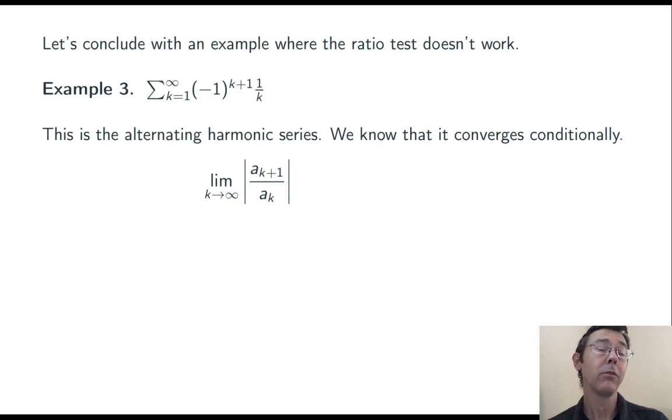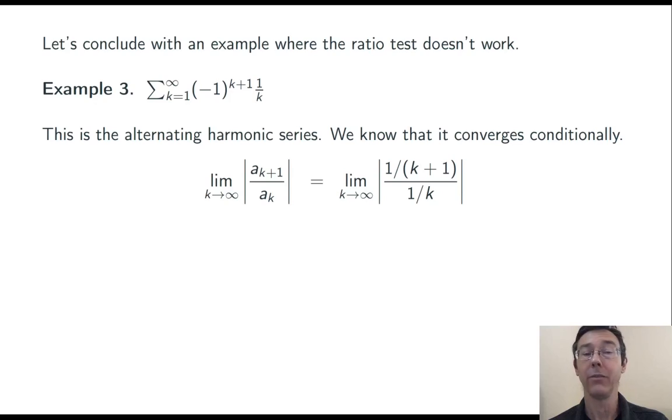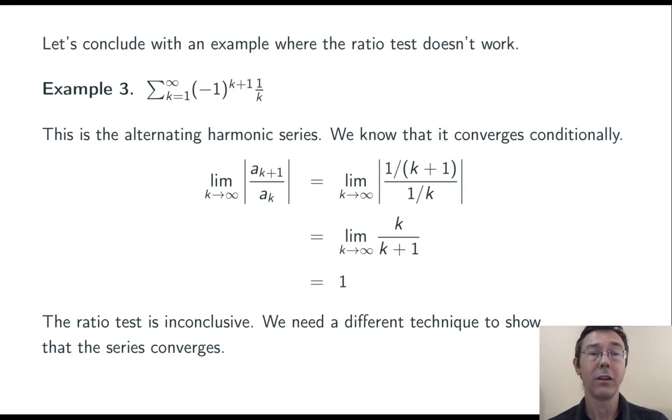Of course, the absolute value sign is going to kill all of the negative 1's. So I'm just left with 1 over k plus 1 over 1 over k. Taking out the absolute value signs because I don't need them, and then multiplying by the reciprocal of 1 over k, I get the limit k to infinity, k over k plus 1. And that's going to equal 1, for example, by L'Hopital's rule. Therefore, the ratio test is going to be inconclusive here. And we need a different technique to show that the series converges. For example, the alternating series test will do it here.